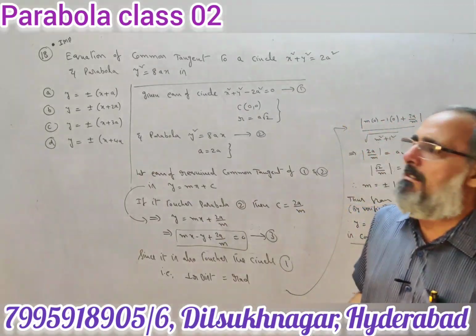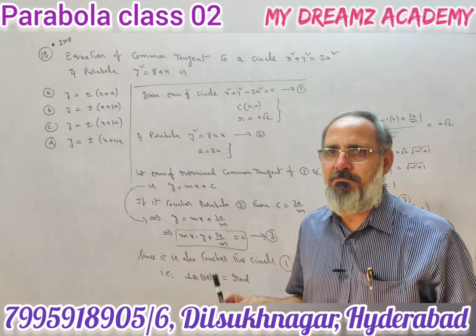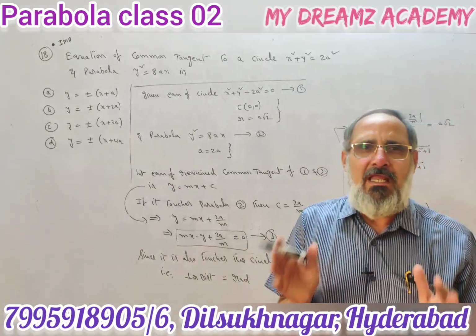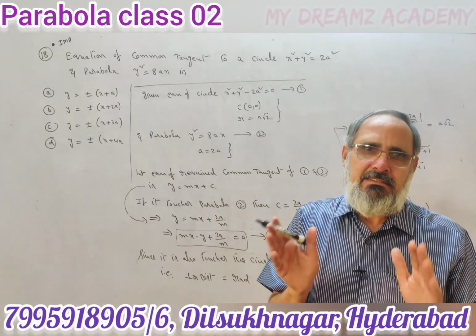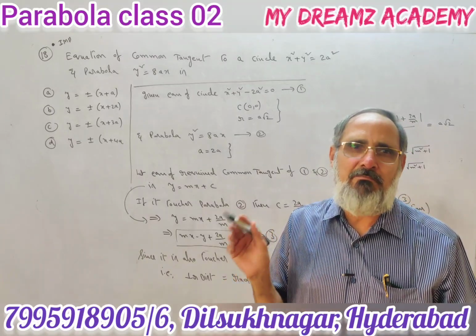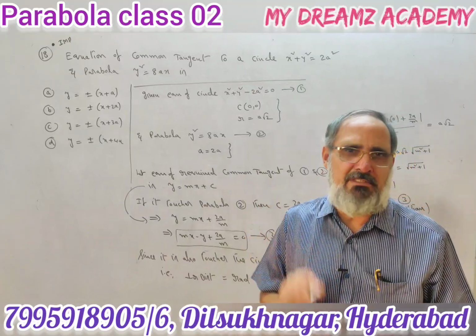Next is the common tangent. One must remember the 4 important concepts of the circle and conic sections. Suppose a line y equal to mx plus c touches a circle. What is the condition? c equals plus or minus r into root of 1 plus m square.